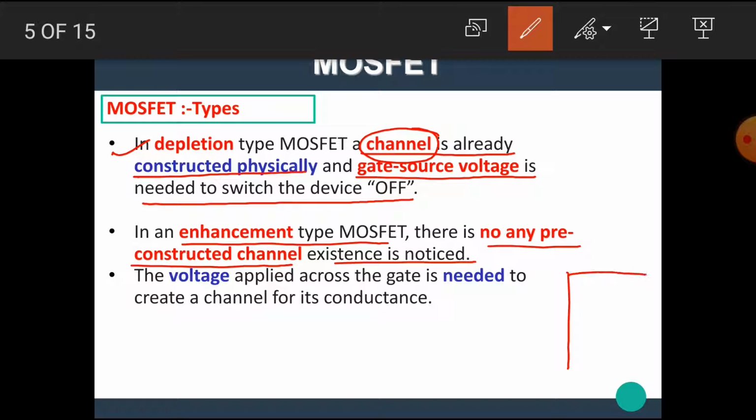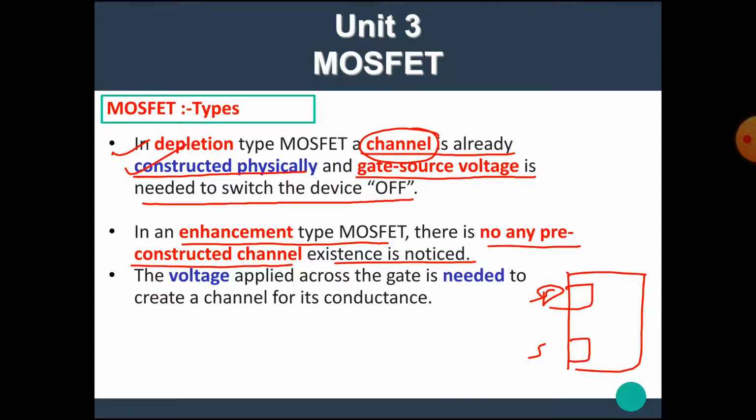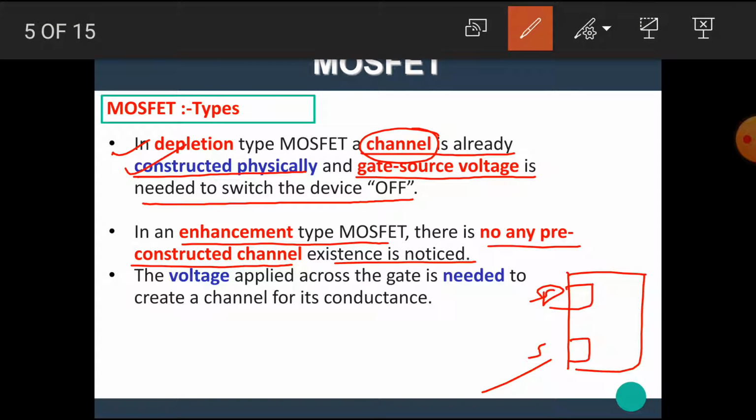That means if this is the MOSFET, and suppose this is the source terminal and this is the drain terminal, then between source and drain, if the channel is present, it is called a depletion MOSFET, and if the channel is absent, then it is called the E-type MOSFET or the enhancement type MOSFET, because here no physical construction of the channel is present. The voltage applied across the gate is needed to create a channel for conductance.